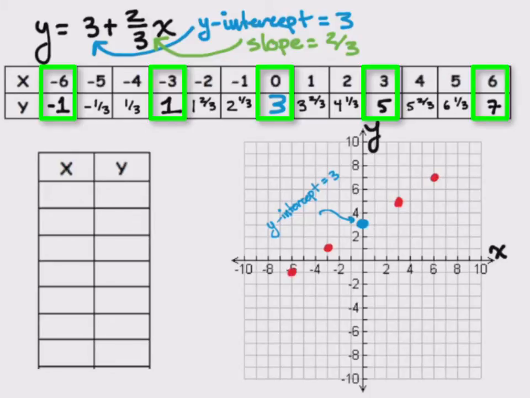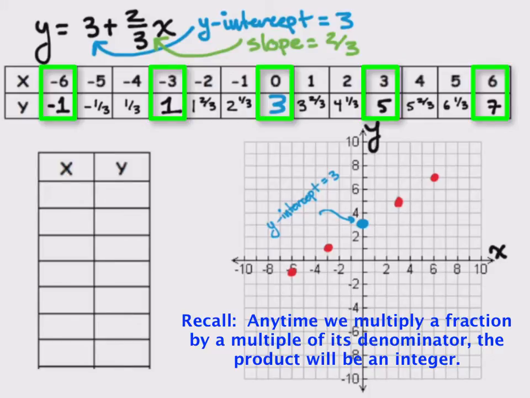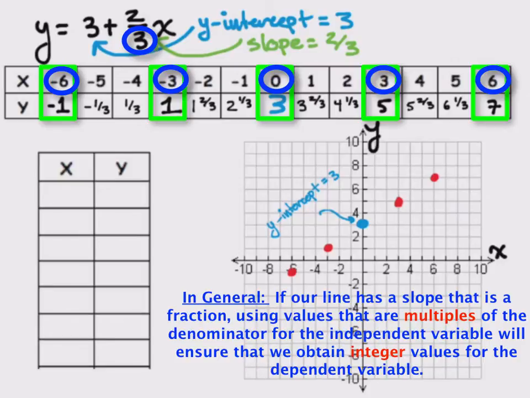And now the question is, why is it that those ordered pairs had nice integer y values, but all the other ones had fraction y values that we don't really want to graph by estimating? Well, just like we said before, anytime you multiply a fraction by a multiple of its denominator, you're going to get a nice integer. And in this case, we've got 2/3 being multiplied by x, so anytime x was a multiple of 3, we got a nice integer y value. So in general, if our line has a slope that is a fraction, using values that are multiples of the denominator for your independent variable will ensure that we obtain integer values for the dependent variable. And we like graphing integer values.